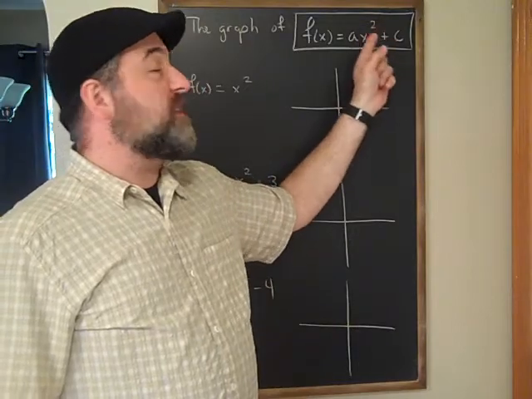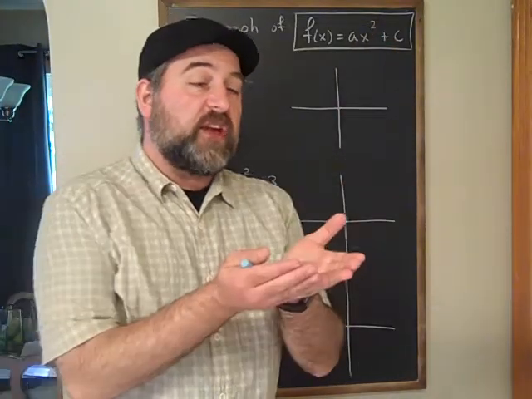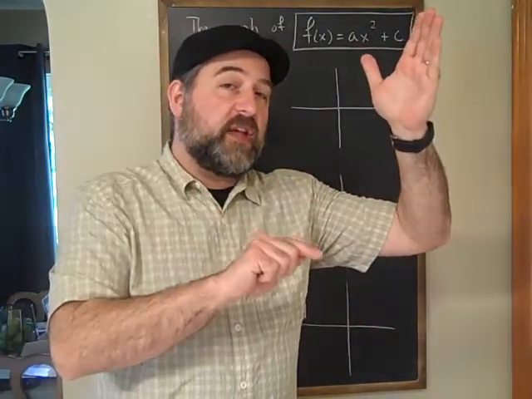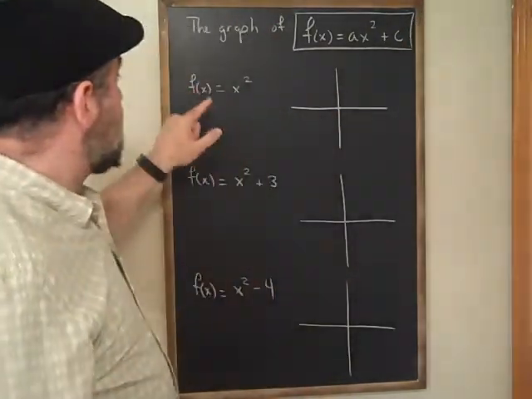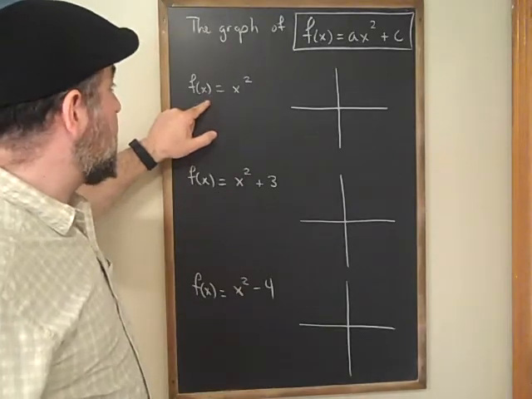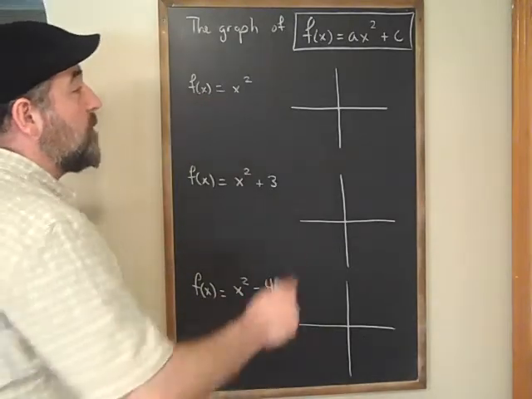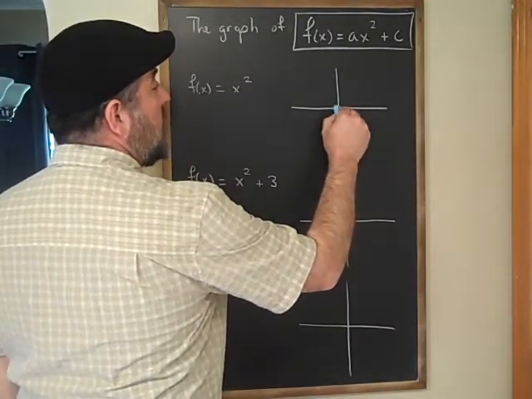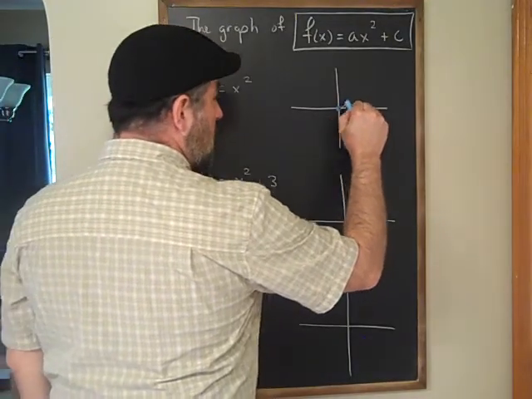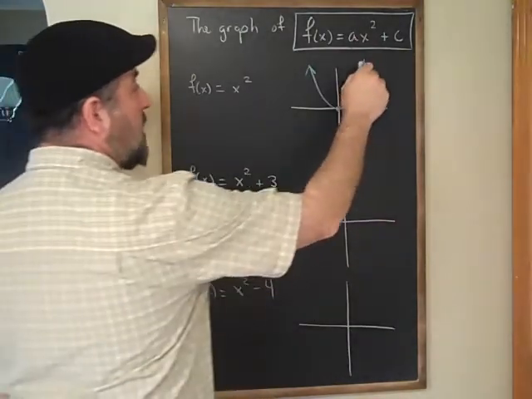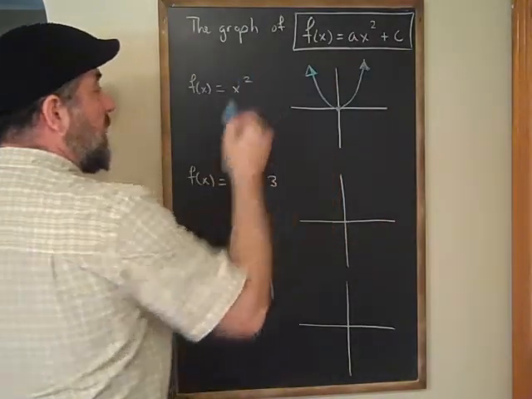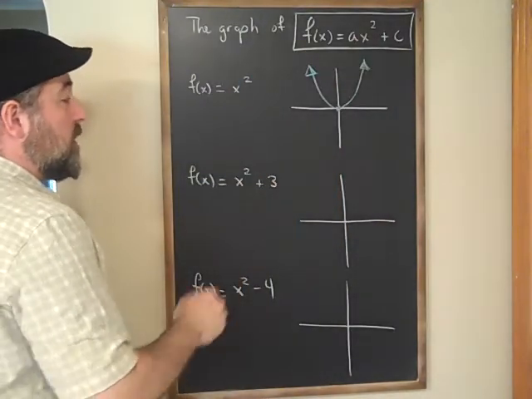The only thing that the plus c is going to do is affect where the vertex of the parabola is on the y-axis. So, if you remember the general parabola f of x equals x squared, the vertex is going to be on the origin, and it's going to go in a general shape and open up. That's all that's going on with f of x equals x squared.